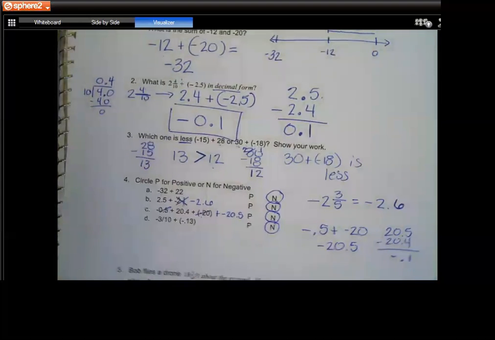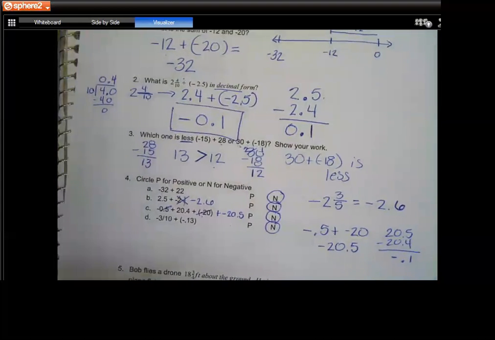All right, so there you have it. Please take your time because remember, there's no redos.